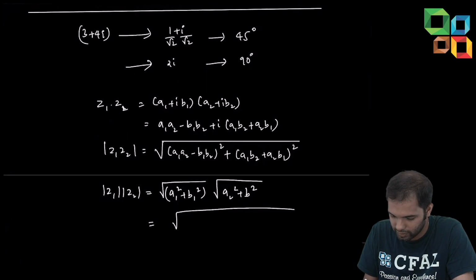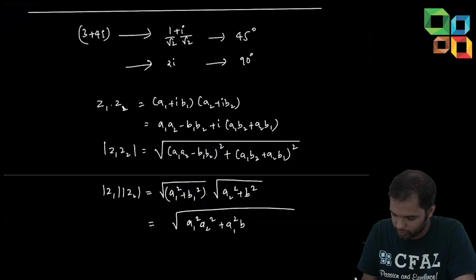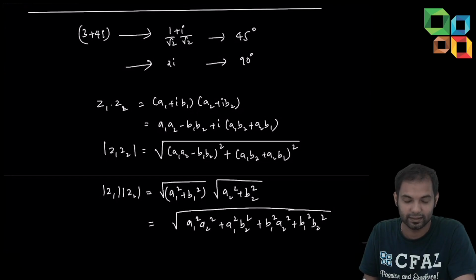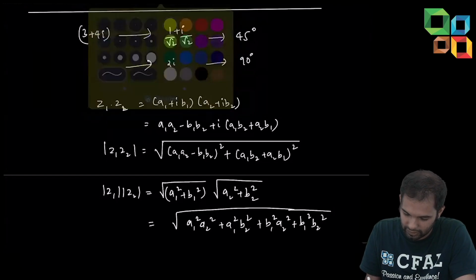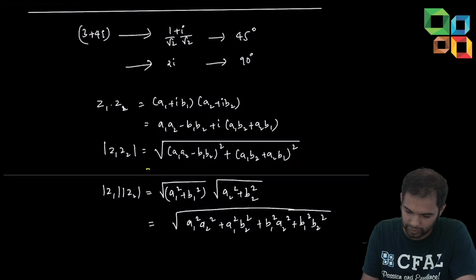So it is root of, say, A1 square into A2 square, plus A1 square into B2 square, plus B1 square into A2 square, plus B1 square into B2 square. Now the above result is not looking the same, but I think after a simple change or doing some calculations, let me just move this a bit down.